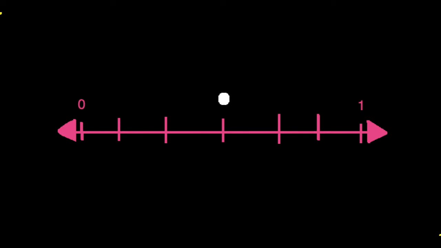The correct answer to this one is 3/6. There are 6 spaces between 0 and 1, and there's 3 sticks that are after the 0 to where our fraction is at. We can also call this one 1/2 because it is directly halfway in between the 0 and the 1. So 3/6 is equivalent to 1/2.